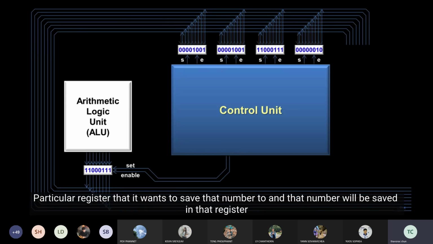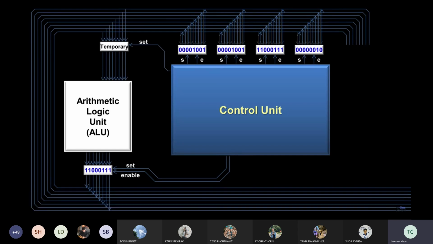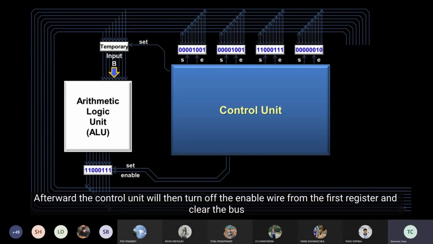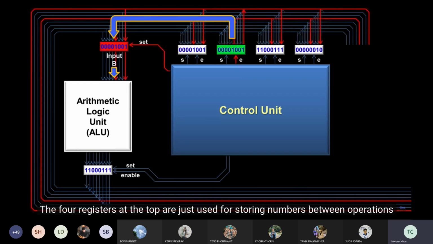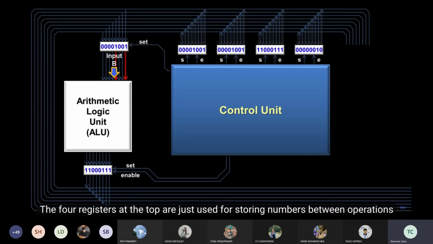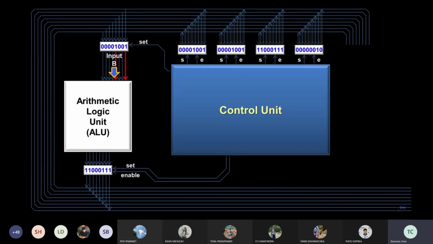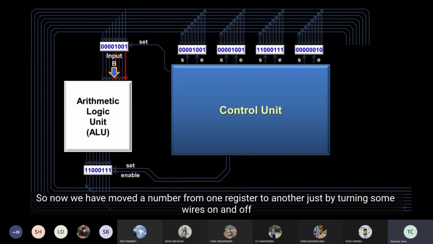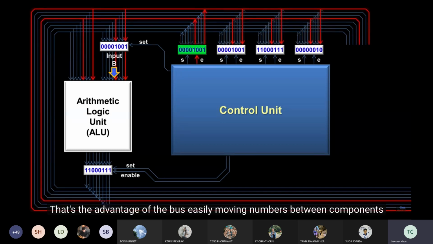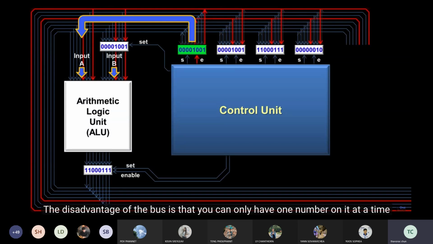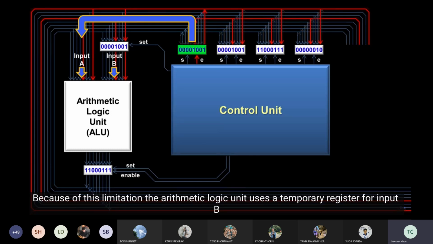Because of this limitation, the arithmetic logic unit uses a temporary register for input B. When the control unit is processing an instruction involving the ALU, it will move one of the inputs to the temporary register. The temporary register has no need for an enable wire since it only outputs to the ALU and doesn't conflict with any other registers. The other input to the ALU comes directly from the bus. The control unit will enable another register, and that number will become input A to the ALU. That number stays on the bus until the ALU is finished processing the instruction.